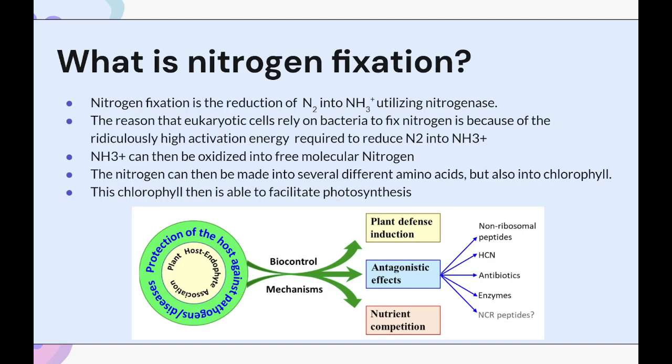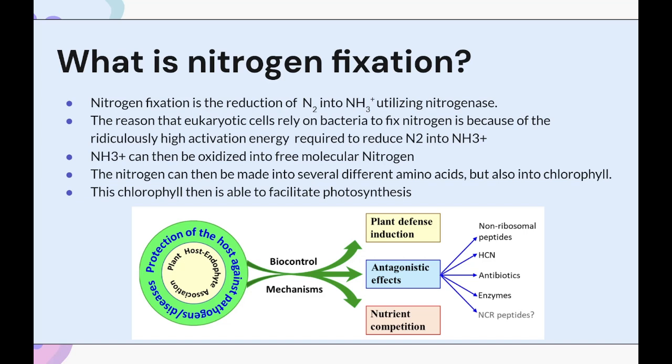So now let's talk about what actually is nitrogen fixation. Well, nitrogen fixation is really just a process in which we reduce N2, or atmospheric nitrogen, into NH3 or NH4+ ions. These ions can then be oxidized to create nitrogen, and this nitrogen is then used not only in the production of several different critical amino acids, but also in the creation of chlorophyll, which, as we all know, facilitates the light-dependent reaction that we all know and love as photosynthesis.